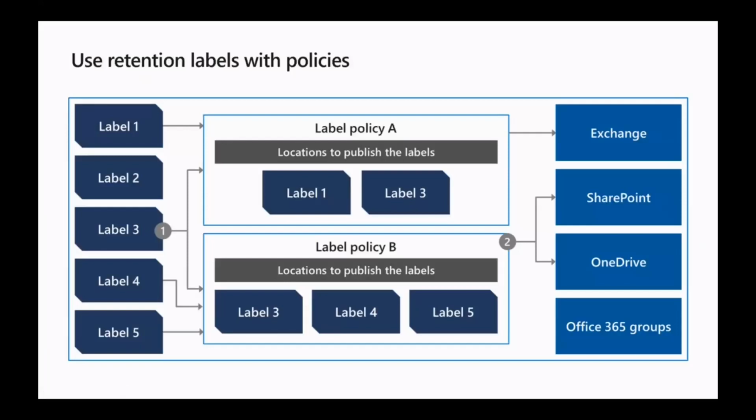But again, in this case, you can have your set of labels, and then you can, for example, configure a label policy A or label policy 1, so to say. And then you can apply this policy to locations to publish the labels. For example, in this case, label policy A could be composed only by labels 1 and 3, while label policy B could be composed by labels 3, 4, and 5, for example.